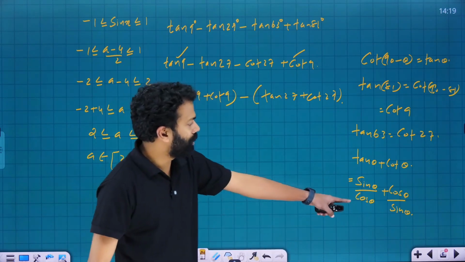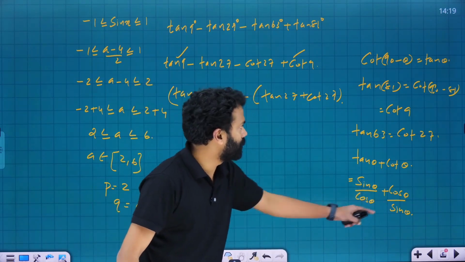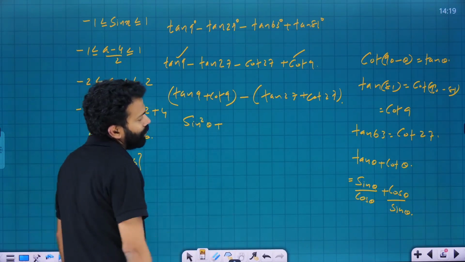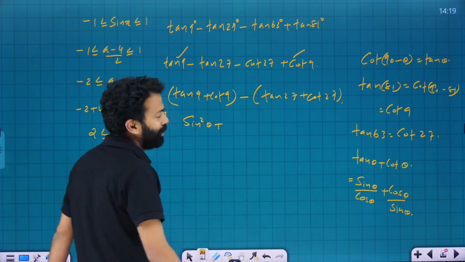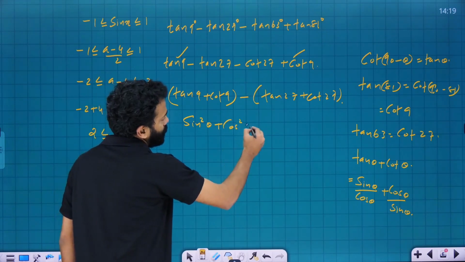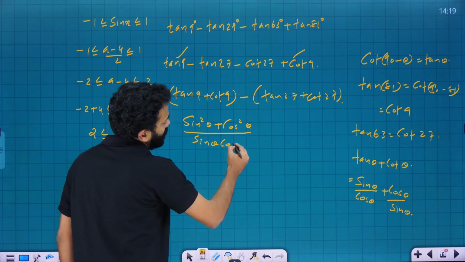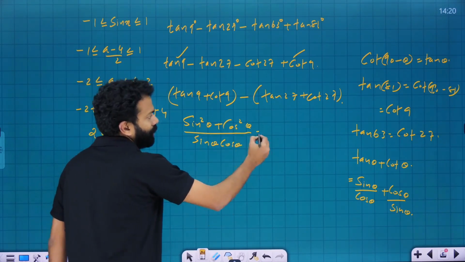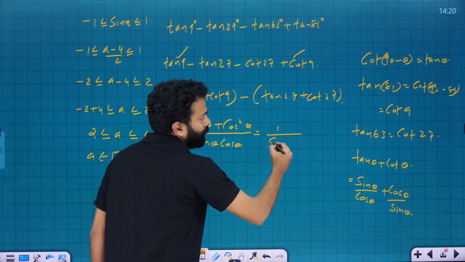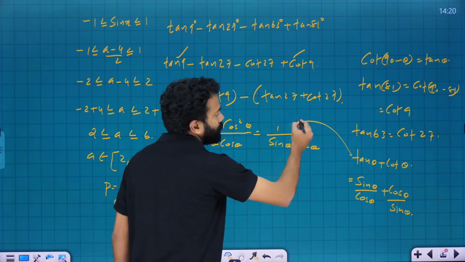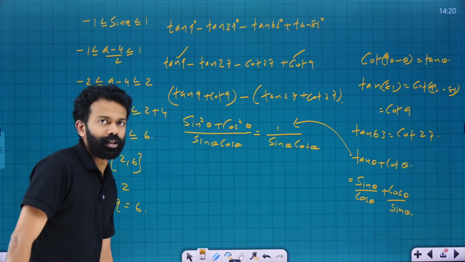And if we cross multiply this, it will become, what is sin theta into sin theta? That is sin square theta. Plus, what is cos theta into cos theta? That is cos square theta. That is cos square theta divided by sin theta cos theta. And you know the result of this one. So, it will become 1 by what? Sin theta cos theta. So, what is tan theta plus cot theta? 1 by sin theta cos theta.